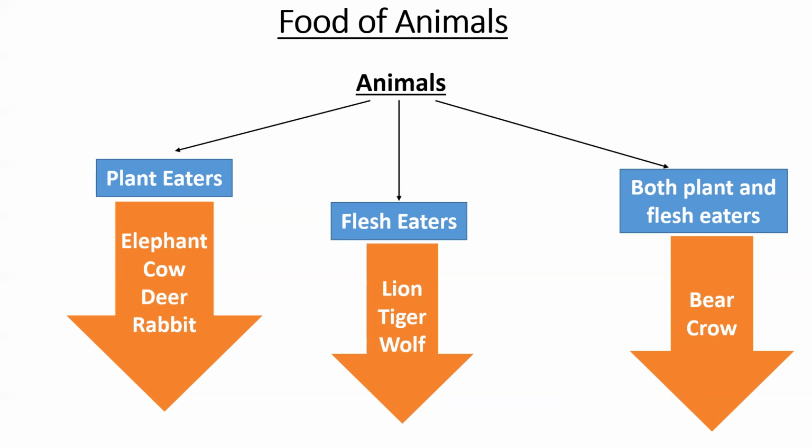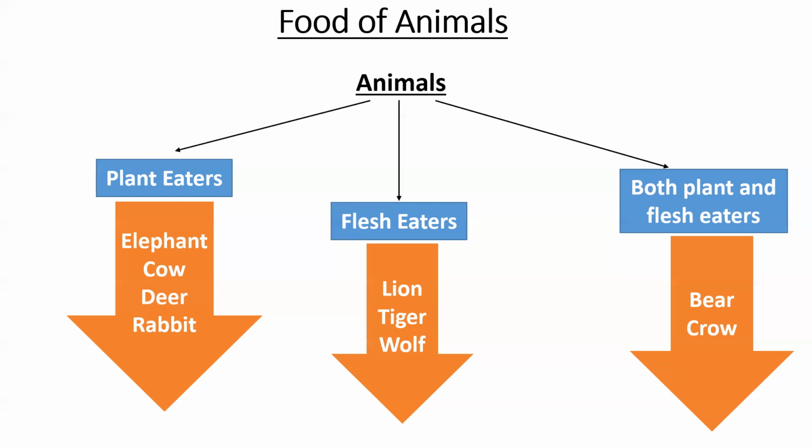Then comes the animals that eat both plants and flesh. They also like to eat plants, they also like to eat flesh, like bear and crow. Now, what is flesh? Flesh means the meat of the skin of other animals. Alright. For example, plant eaters, elephant. Elephant likes to eat what? The elephant likes to eat sugar cane. Cow likes to eat grass. So these are plant eaters.